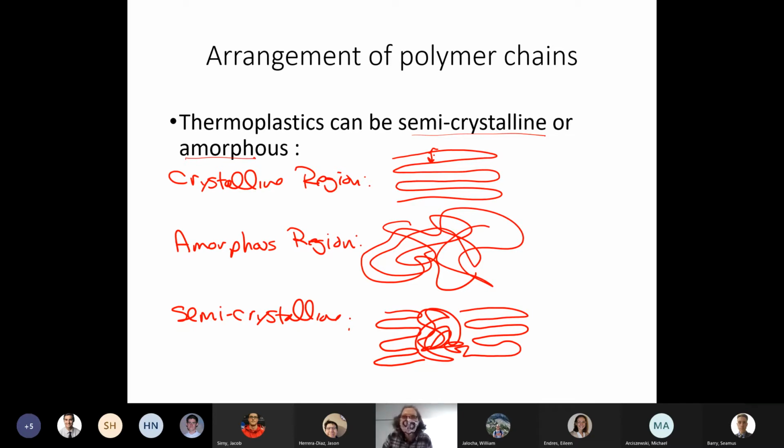Oh, very good. Jacob says it expands. Very good. Thank you, Jacob. So when we go from crystalline to melting, it expands. That means that when we go from liquid to crystalline on forming, it contracts, and we call that shrinkage. So that means the more crystalline our material, the more shrinkage we're going to have. Okay.